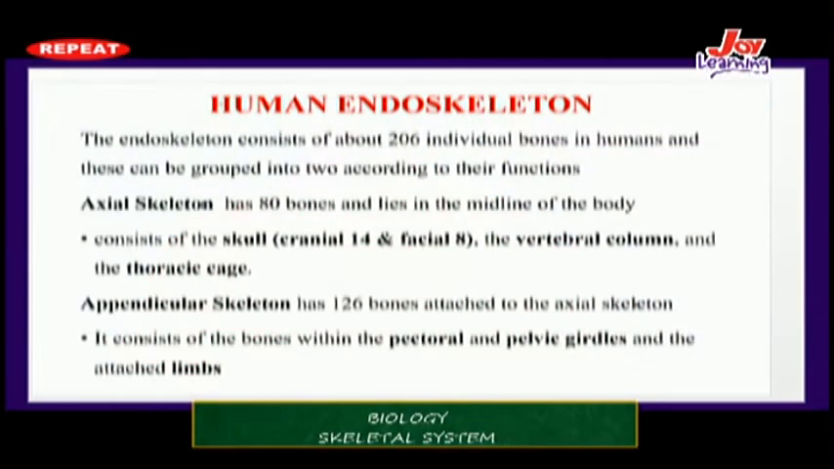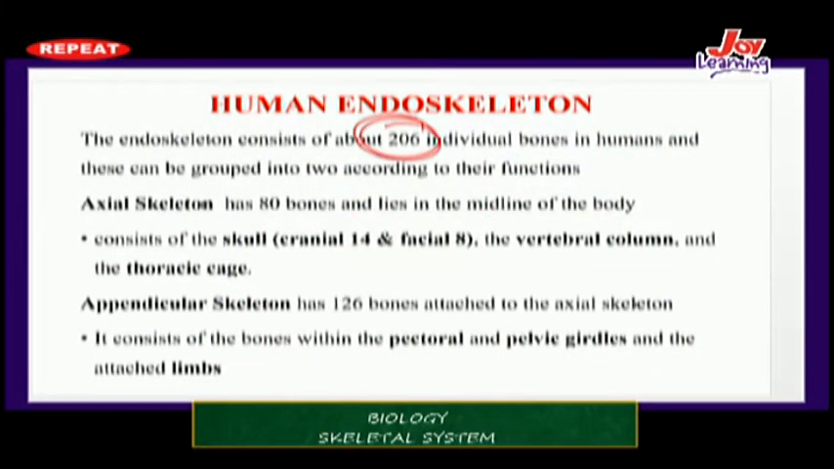Back to what we started with, the endoskeleton. The skeleton is made of about 206 individual bones. 206. And we have what we call the axial and the appendicular. The axial gives us the axis, the central axis of the human body, starting from the skull to the vertebral column right through the base of what we call the coccyx, and that gives us the axial, the axis.